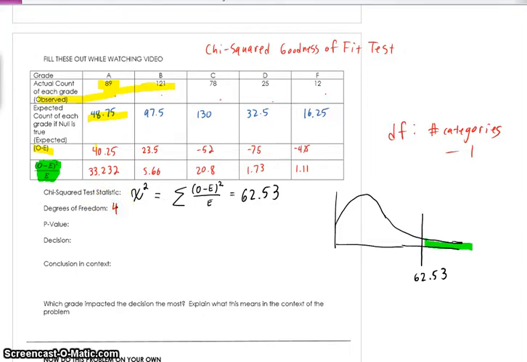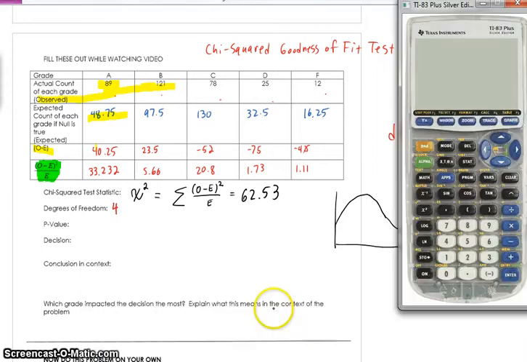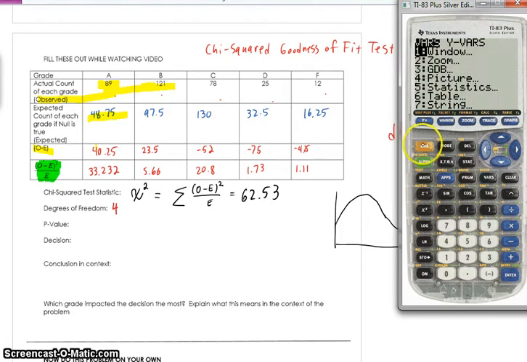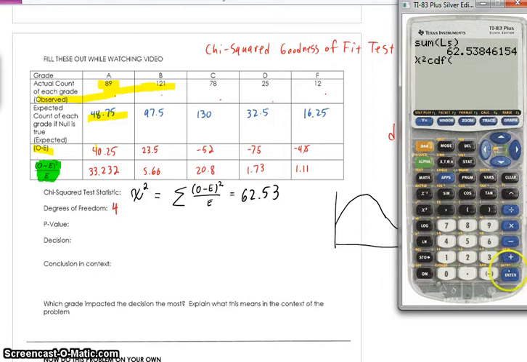All right, so let's try to find the p-value. Let's just do this by exploring the calculator. When we found areas under distributions before, we used something like CDF. Let's see if we have something in here. I'm going to go under distribution. Oh, there's something called the chi-squared CDF. All right, so I'm going to do 62.54 in this case, comma, a really big number, comma, degrees of freedom, which is 4.